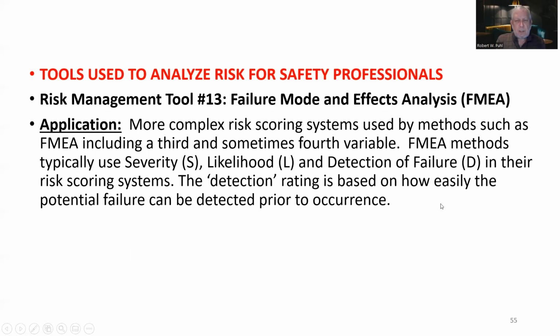More complex risk scoring systems used by methods such as FMEA include a third and sometimes a fourth variable. FMEA methods typically use severity, likelihood, detection of failure in their risk scoring systems. This is interesting. This is another thing thrown in here. The detection rating is based on how easily the potential failure can be detected prior to occurrence. I'm not sure what they mean by prior to occurrence, because how could you detect something that hasn't happened? But I think what they mean, how can it be detected as soon as it happens?